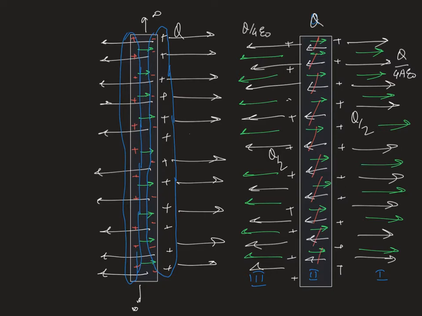And on the right side there will be an addition because the white fields and green fields are in the same direction. So the green fields will be Q by 4a epsilon naught and the white fields are Q by 4a epsilon naught. So what is the net field that you are going to get? Let me draw it here. The net field that you are going to get is Q by 2a epsilon naught. Likewise, on the left side also you are going to get Q by 2a epsilon naught, and in the conducting material the field is going to be 0.